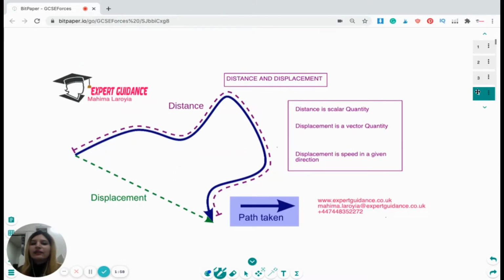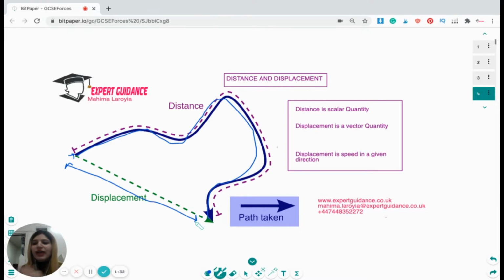Okay, now let's see what is the distance and displacement. So let's focus on this figure here. Suppose I went from this point, I went all the way to this, and reached here. So the whole distance will be my total path taken. But what would be my displacement? My displacement would be just this distance. That is the distance between the starting and the final point.